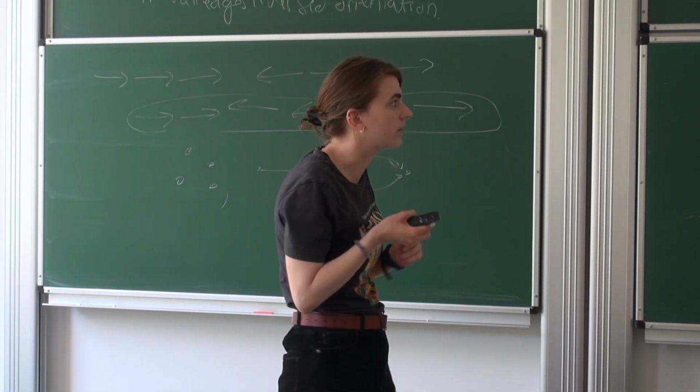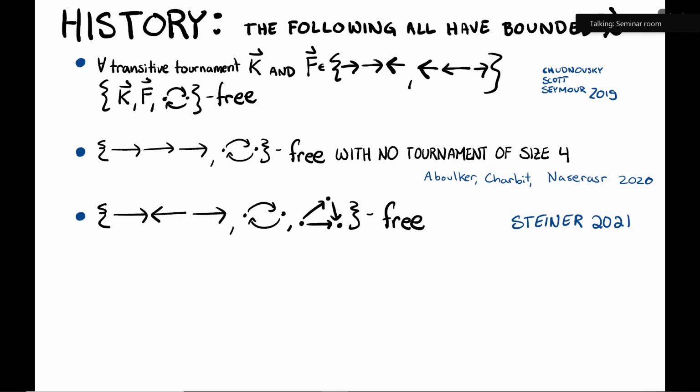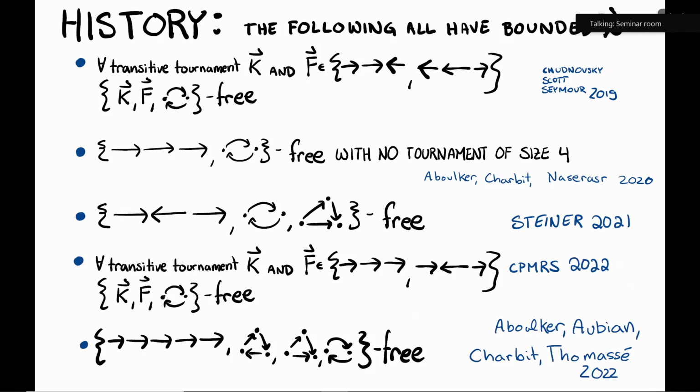So there's a nice result of Aboulker, Charbit, and Naserasr for the directed P4-free and K4-free, and also for alternating P4 and excluding the transitive tournament of size 3, Steiner got that there's a finite bound. And so our contribution was that basically we can fully handle these other 2 orientations.